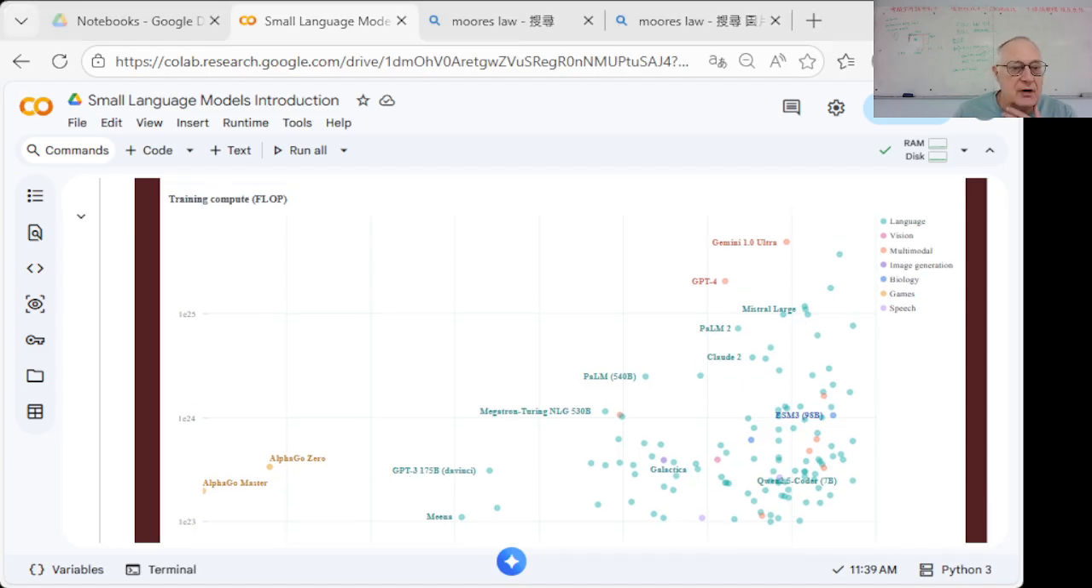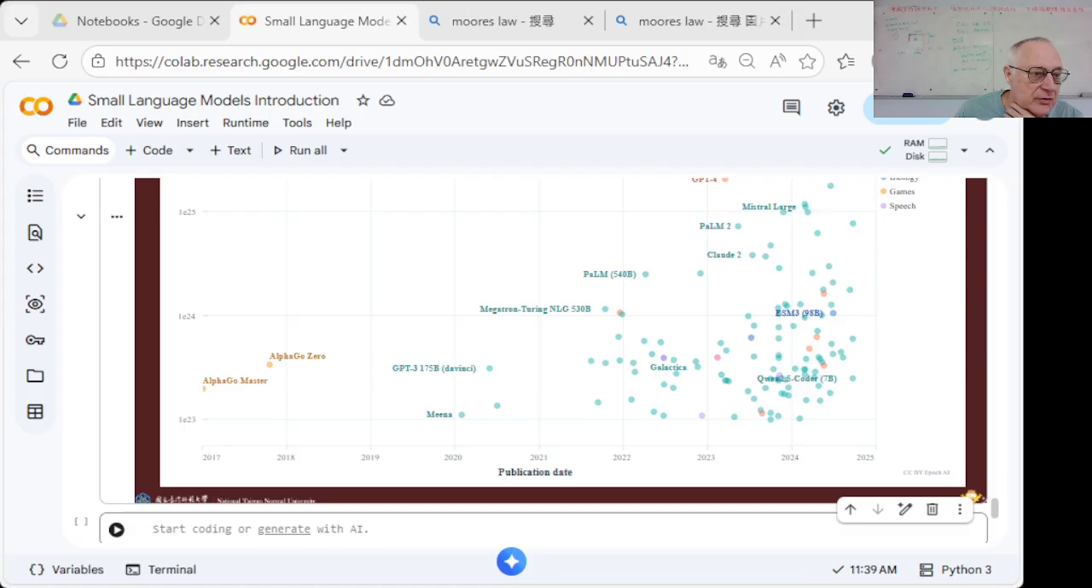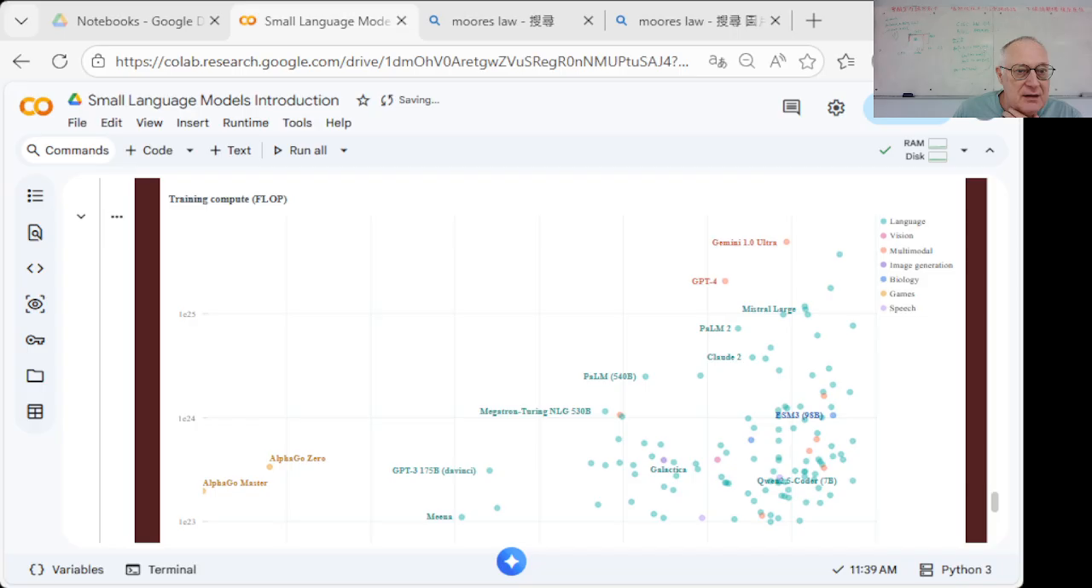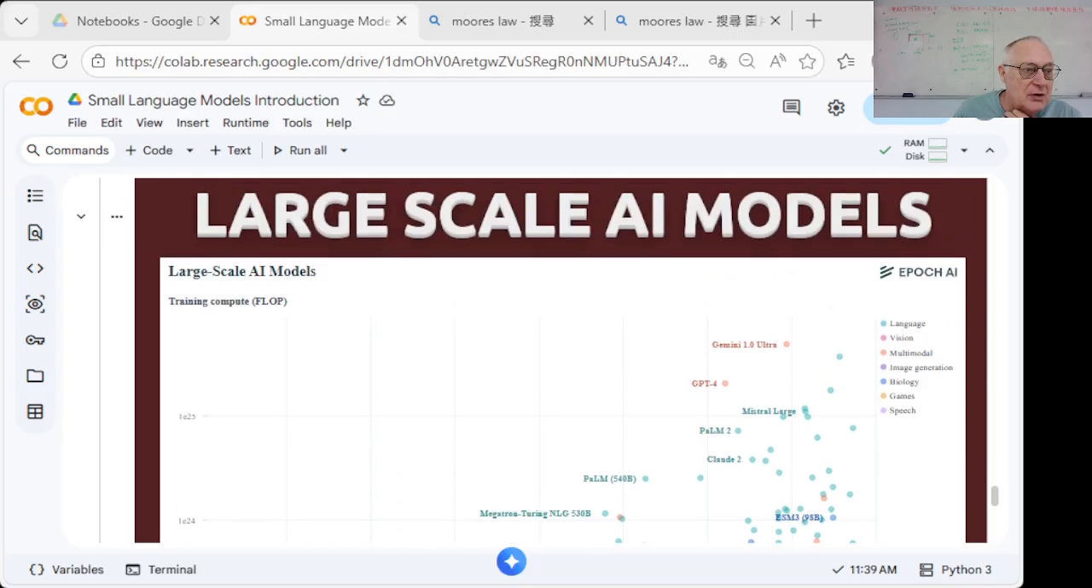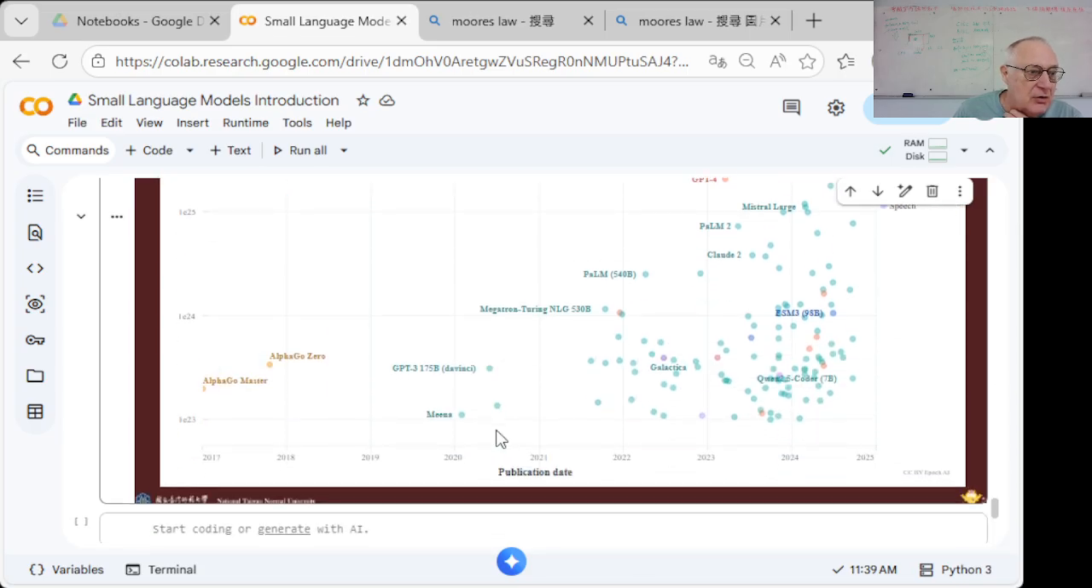So here's a chart from Wikipedia which shows just from 2017 up to 2025 the amount of computation that is required in order to train the various language models. And so the plot starts at 10 to the 23. Right? So this is also a logarithmic plot here. So 10 to the 23.